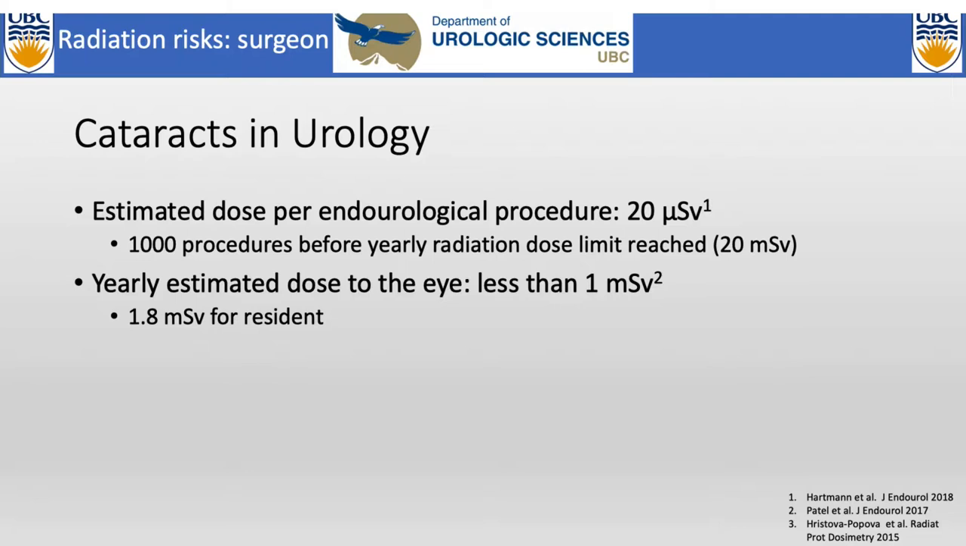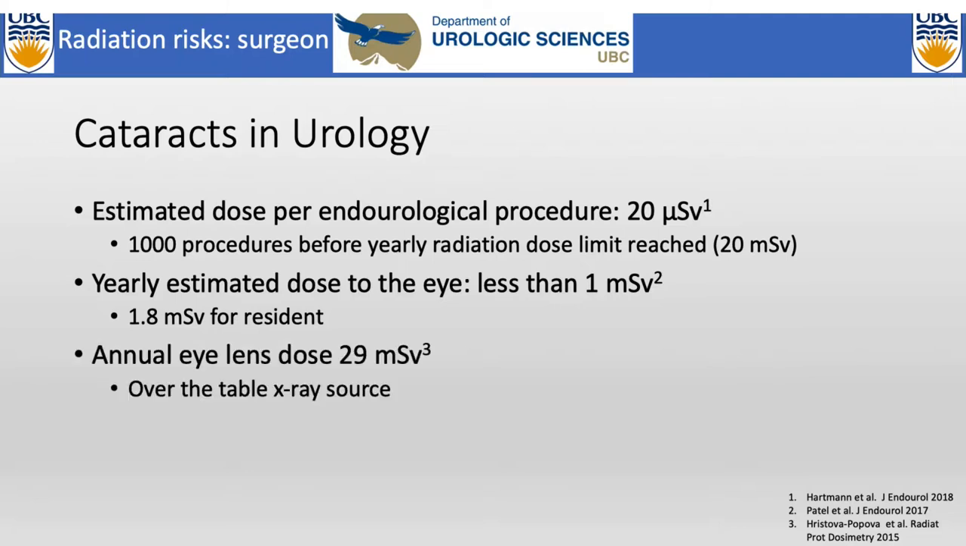submitted last year, suggested that the dose to the eye for an endourologist performing about 50 procedures per month, so 600 in a year, would be less than 1 millisievert. Their fluoro time was much lower than in other studies, so obviously their dose per procedure is going to be significantly lower. A little bit higher was the resident, who obviously stands at the front and does some of the procedure as well.